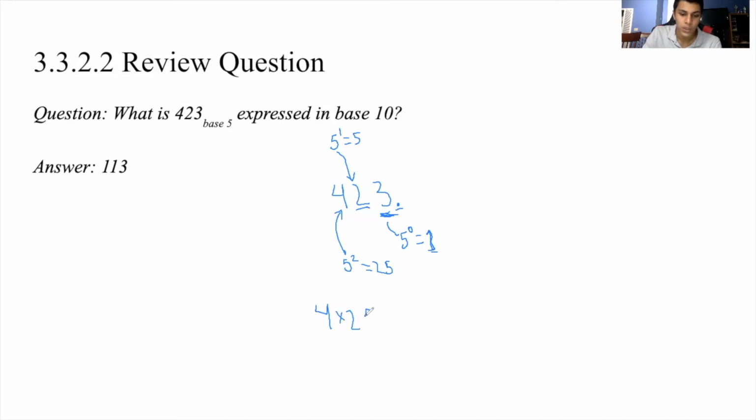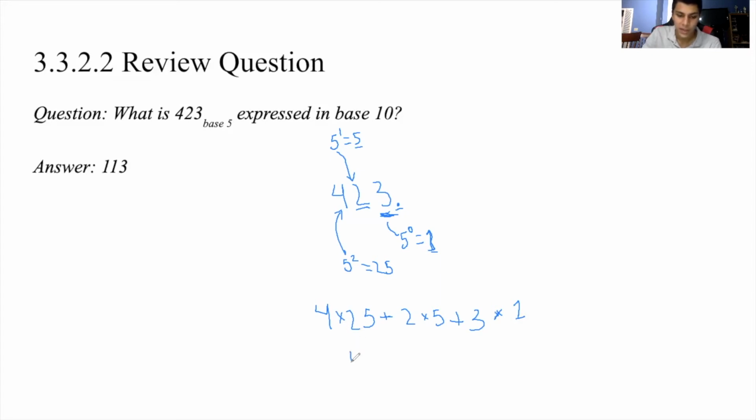So it's 4 times 25 plus, okay, well, how many 5's do we have? Well, we have 2 in the 5's place, so therefore we have 2 5's in this number, or 2 times 5, and then plus, and now we have 3 in the ones place, or we have 3 1's in this number. So 3 times 1, right? And now we have 4 times 25 plus 2 times 5 plus 3 times 1.